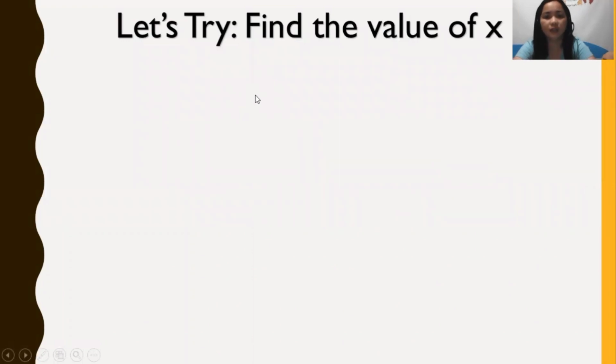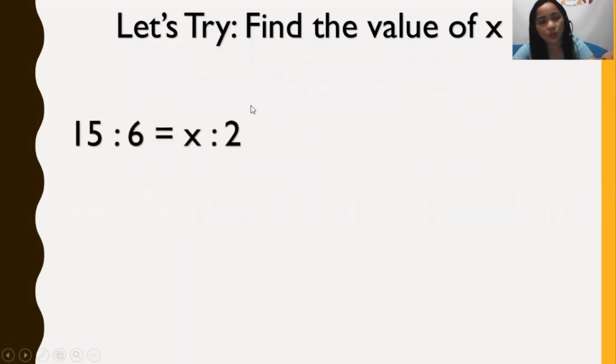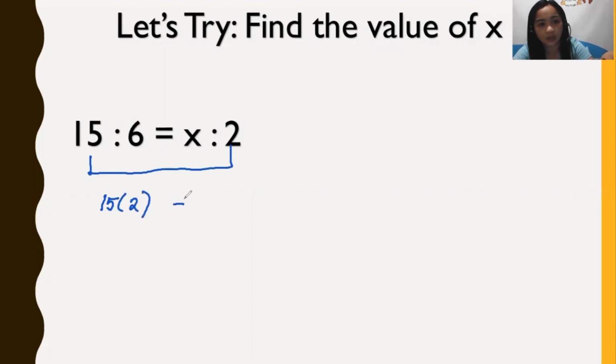Let's find the value of x here. So we have 15:6 equals x is to 2. Now, first is to get the product of the extremes, that is 15 times 2. Lagay muna natin para hindi nalilito, is equal to 6x. Pwede rin siyang mabaliktad. Pwedeng 6x is equal to 15 times 2. Pwede siyang magbaliktad.